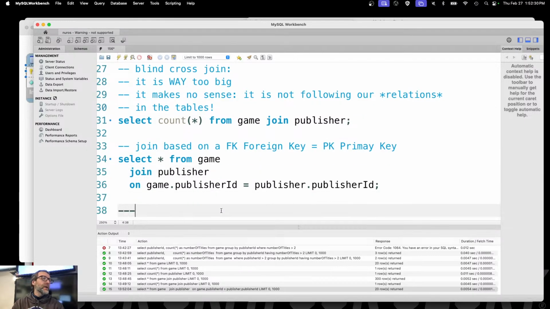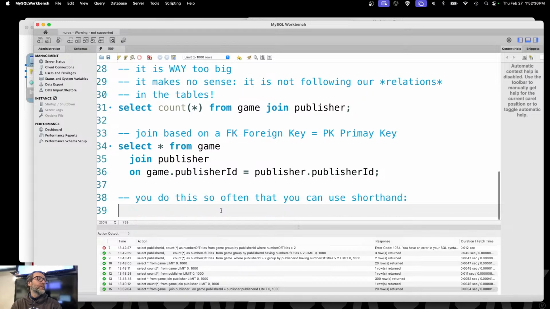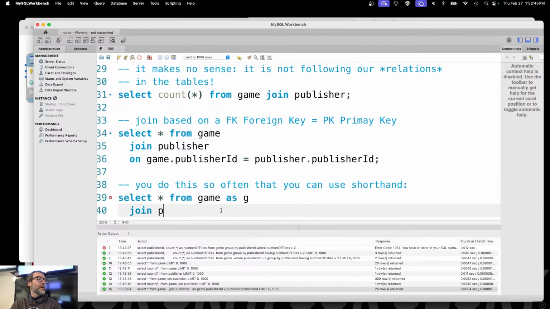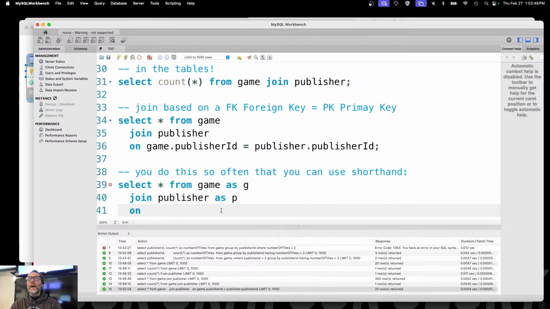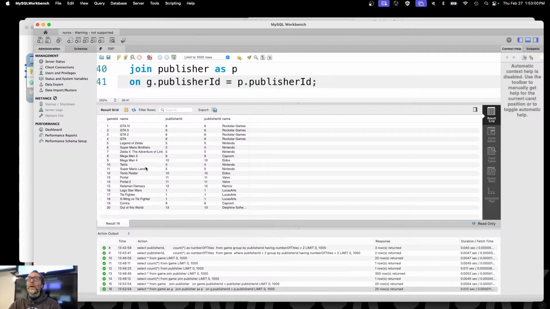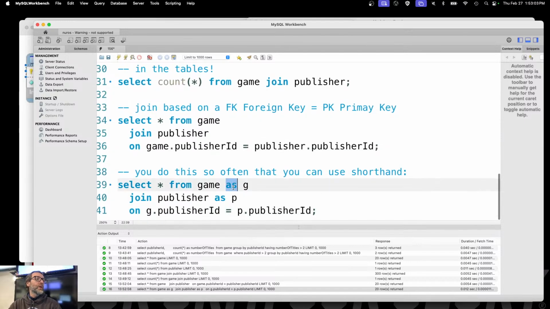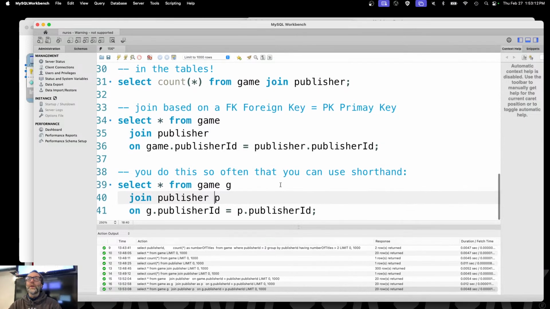Now this is done so often that you can use shorthand for it. So select everything from game, and I'm just going to give it an alias, G. You can do something like this actually, as G. Join publisher as P on, and then you don't have to go game dot, you can just go G.publisherID is equal to P.publisherID, right? So there's a shorthand way of doing it. In fact, you can make it even shorter. This is so common that you can actually omit the as keyword entirely. There, now we're down to the minimum, you can't go any further, right?